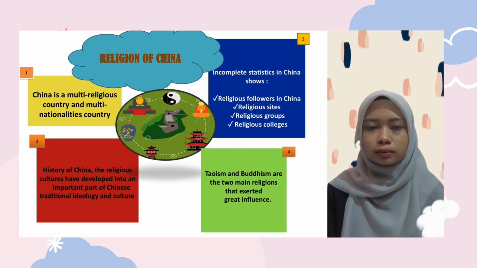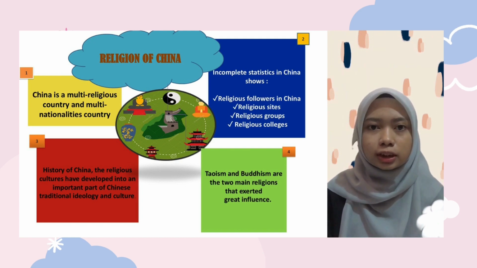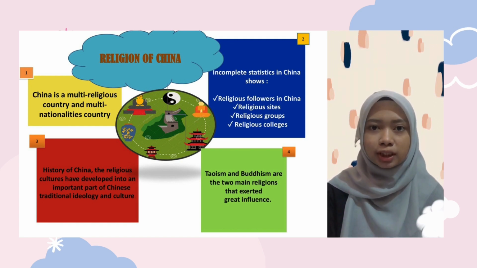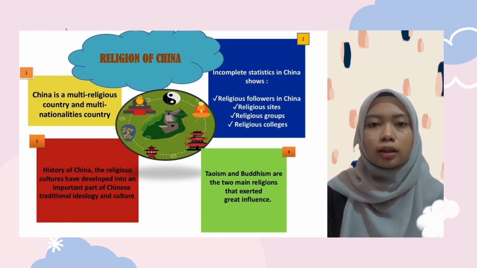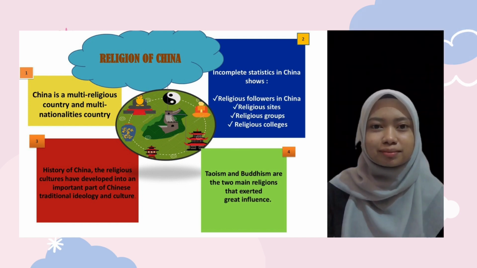Confucianism, Taoism, and Buddhism are called the three pillars of traditional Chinese culture. They have exerted great influence on the thinking of the Chinese people as well as on almost every aspect of political, economic, and cultural life of the country.